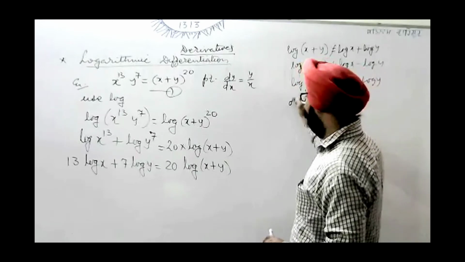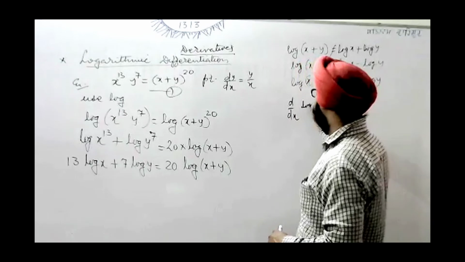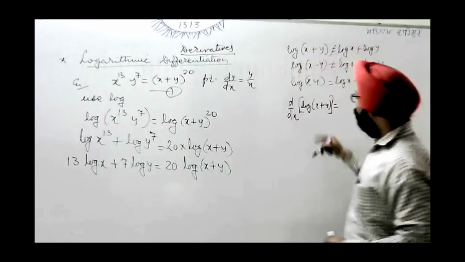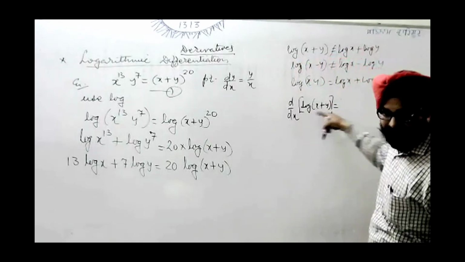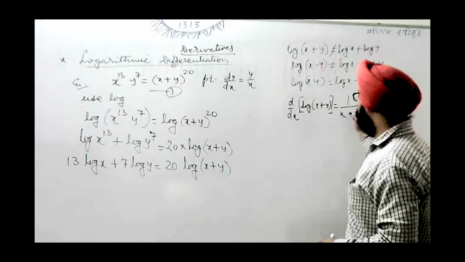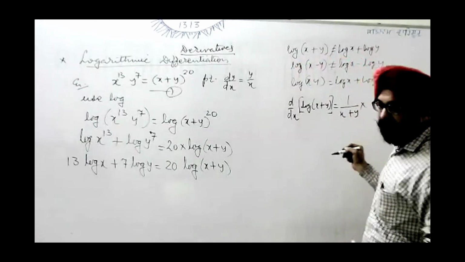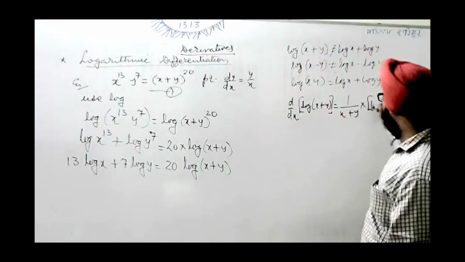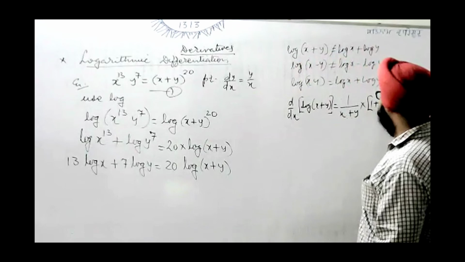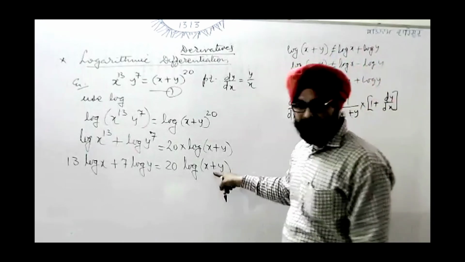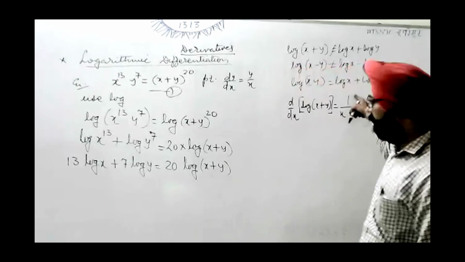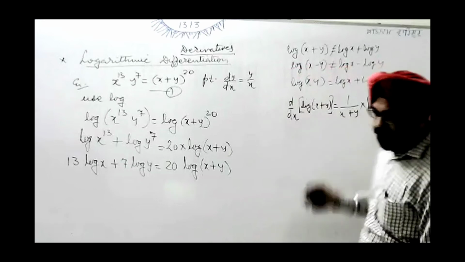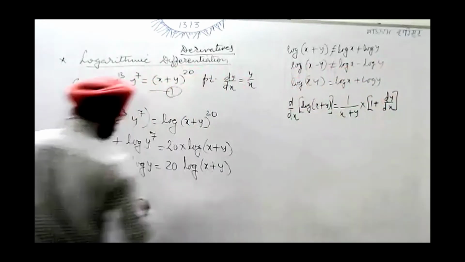Nothing difficult. d by dx of log of x plus y is equal to: log is applied over this sum x plus y, so 1 upon x plus y first, into differentiate this bracket now. It is 1 plus dy by dx. Every time this happens, wherever this appears, first you write a bracket in the denominator, 1 upon, into then differentiate the bracket: 1 plus dy by dx. Let us proceed.